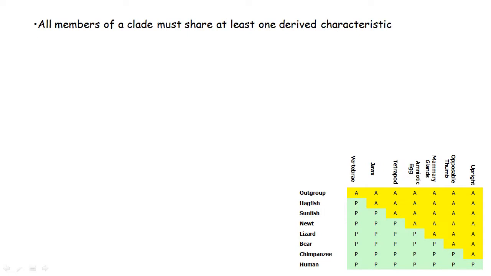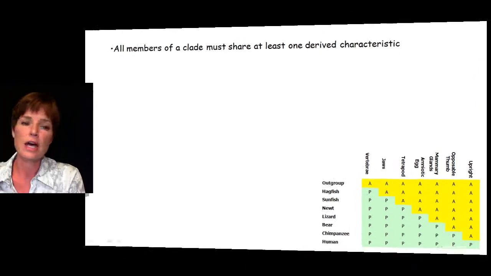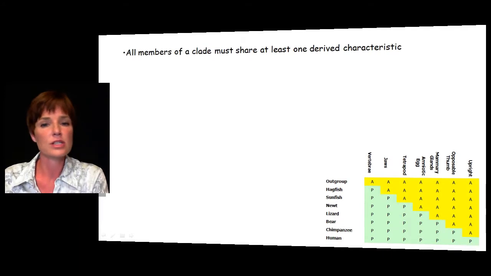So when we start the cladogram, we have to keep in mind that all members of the clade must share at least one derived characteristic. So we need at least one characteristic that all of them have, that is going to be different from that outgroup.